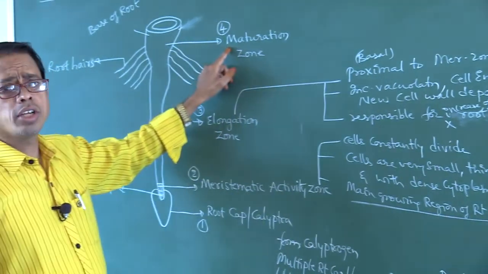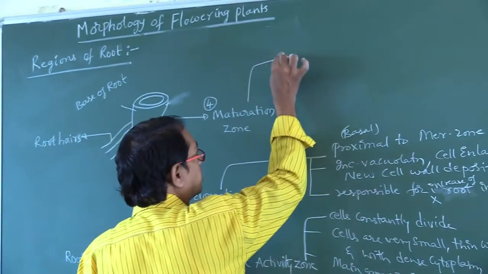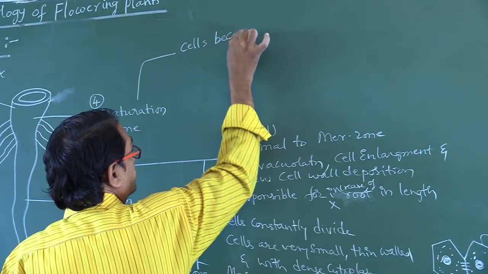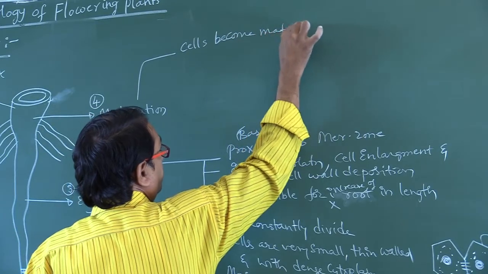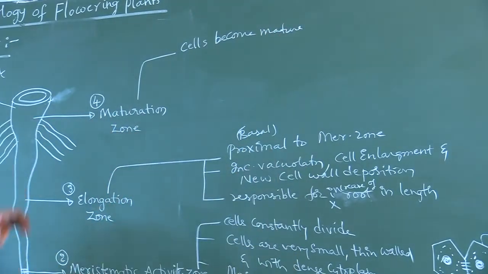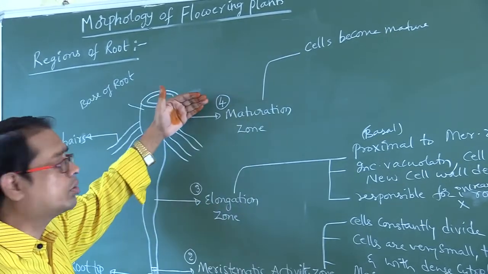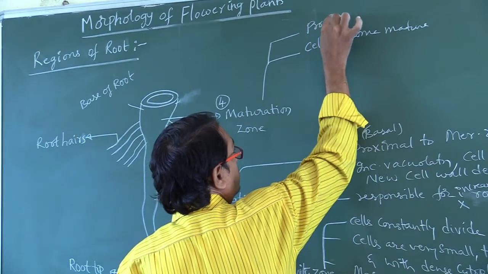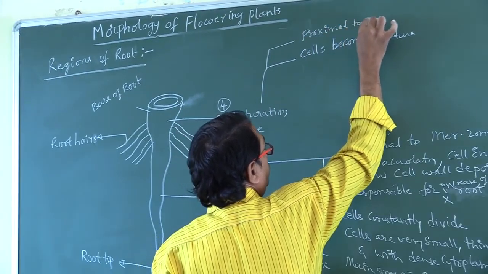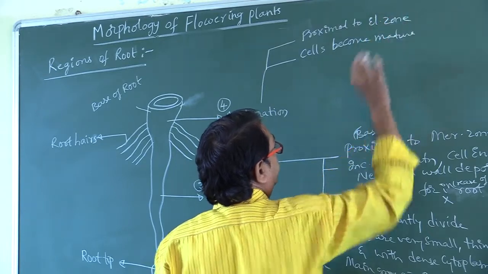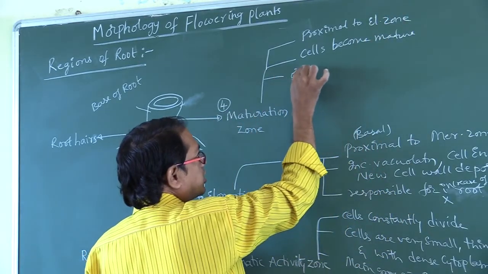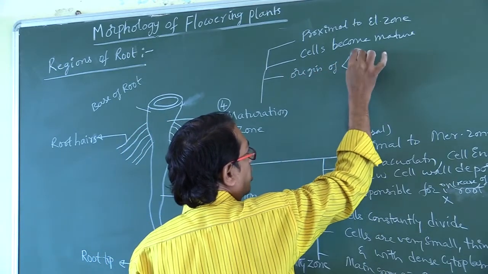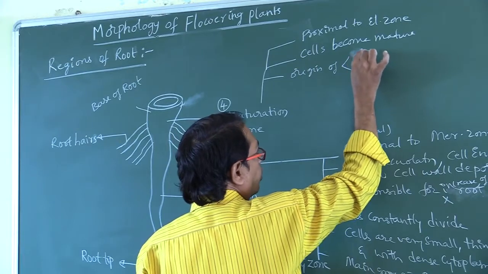Next, the maturation zone. In the maturation zone, cells become mature. This zone is present proximal to the elongation zone. This zone is responsible for the origin of root hairs.